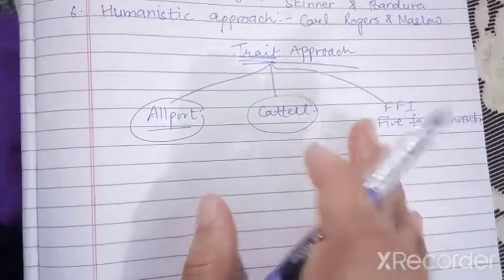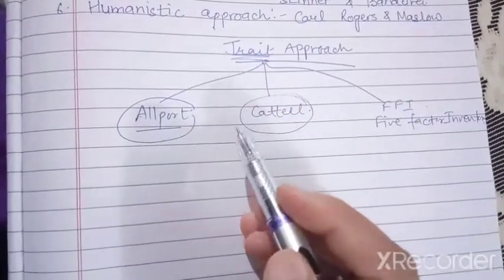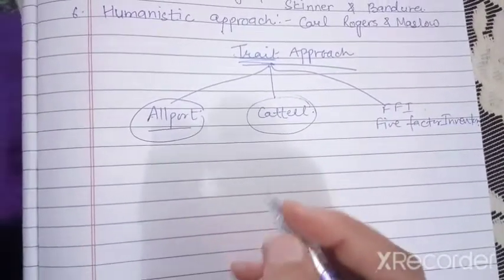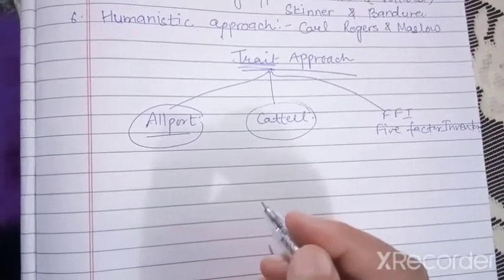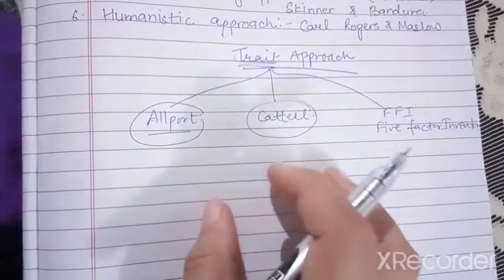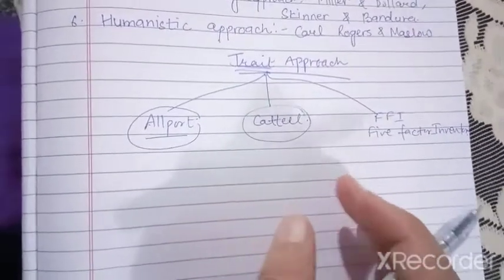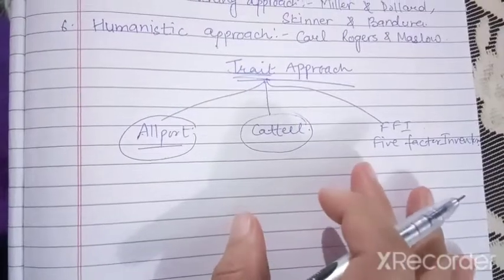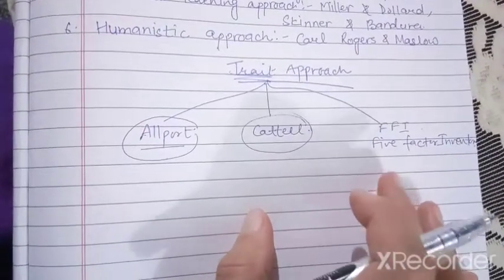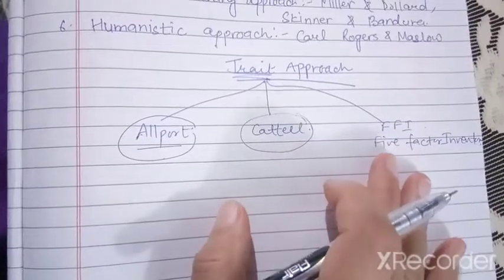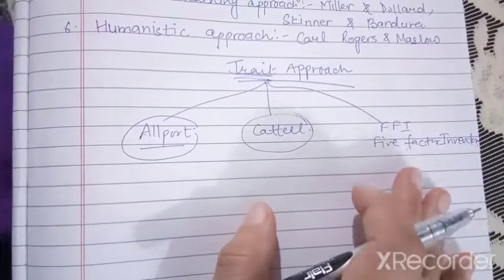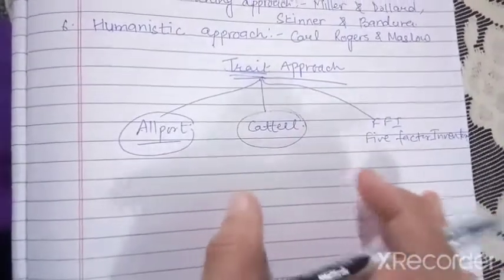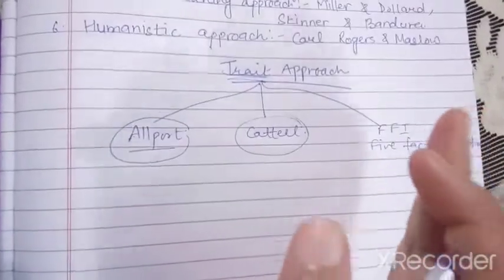So basically, in the trait approach, personality is described in terms of some traits, like when I say I am an honest person, shy, lazy, dull, dependent, these are the person's traits. And that is why traits are defined as relatively permanent and constant behavioral patterns that the individual exhibits in many situations. And these behavioral patterns are considered the basic unit of personality.